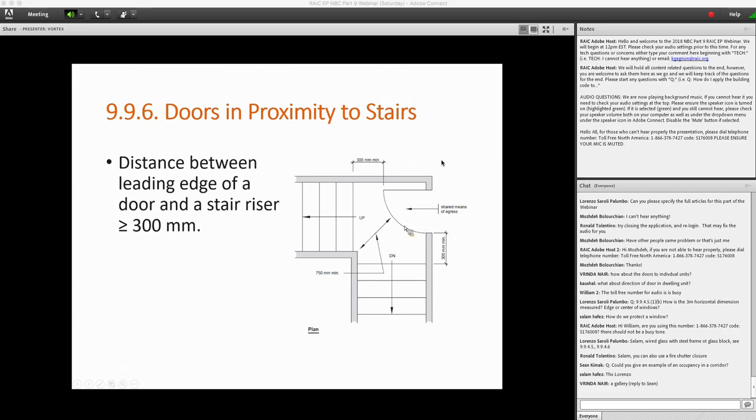Now remember, we talked about where you have a door swinging into an exit, you still need to maintain at least 750 millimeter clearance. There is also a requirement on the distance between the leading edge of the door and the riser, and that distance is required to be not less than 300 millimeters. Again, this is to ensure that occupants are able to safely use the access to exit or the exits serving the building. This is discussed in section 996 of the code.